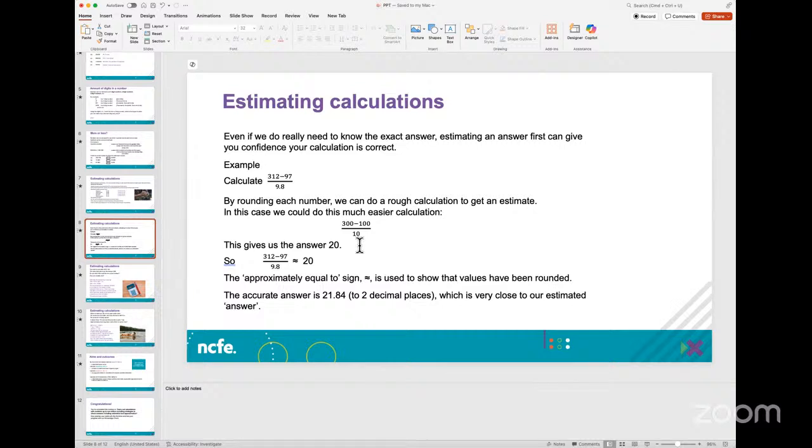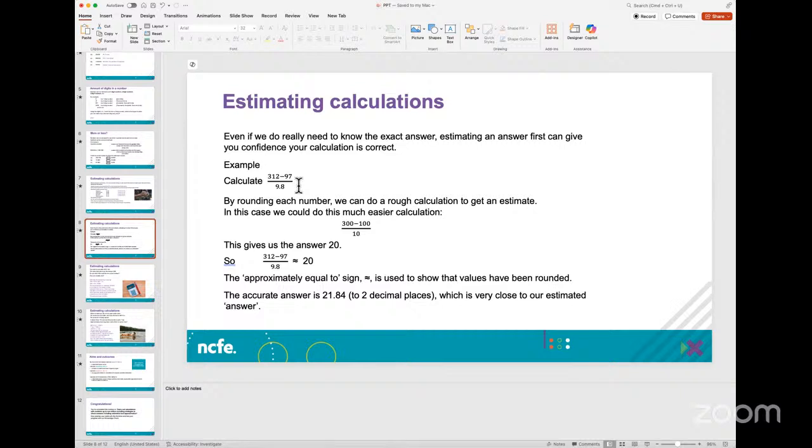And that would be done by using, again, the same three things that we've used, which is, when I spoke about approximation, we talked about how approximations can be done. One is rounding off. Second is looking at approximation in terms of truncation. And the third is looking at rounding off to the nearest decimal. So if I look at an example here, it says calculate 312 minus 97 divided by 9.8.